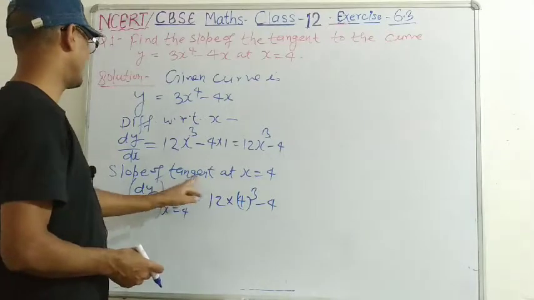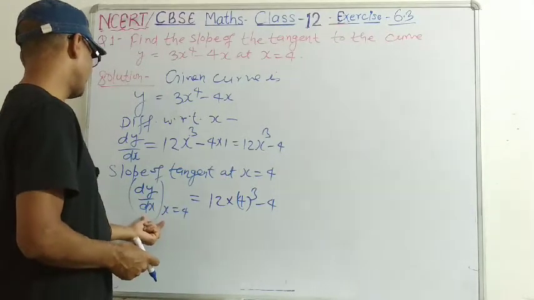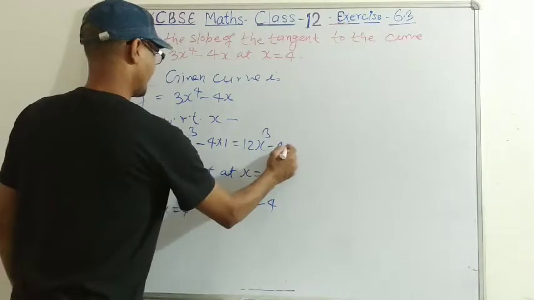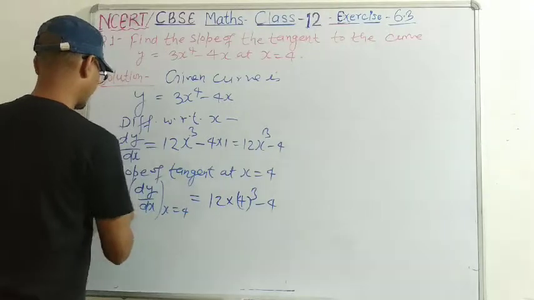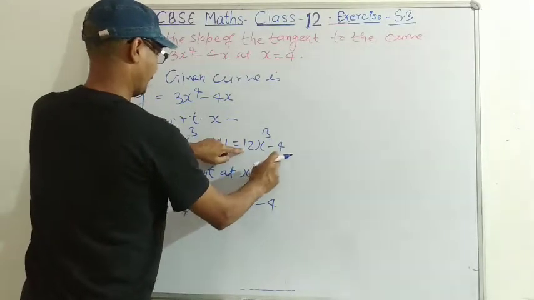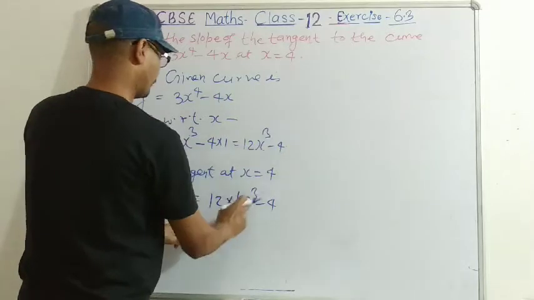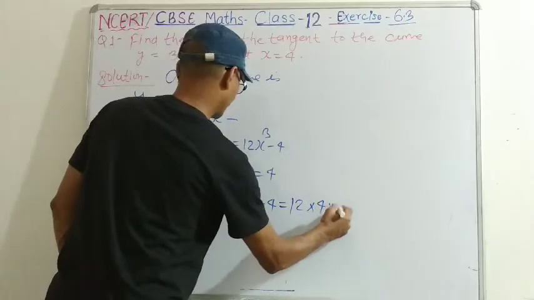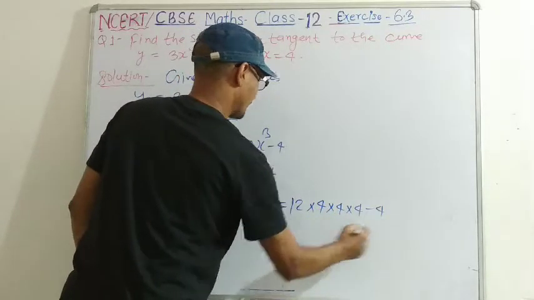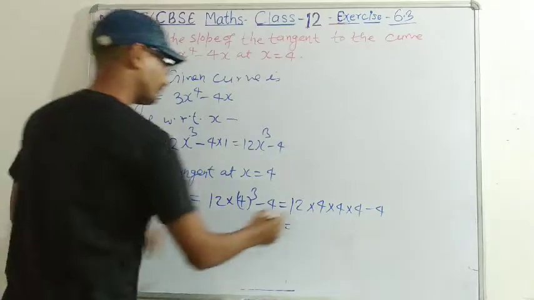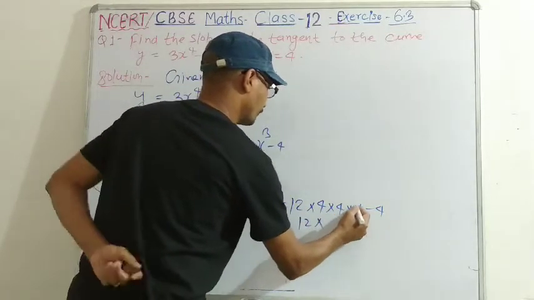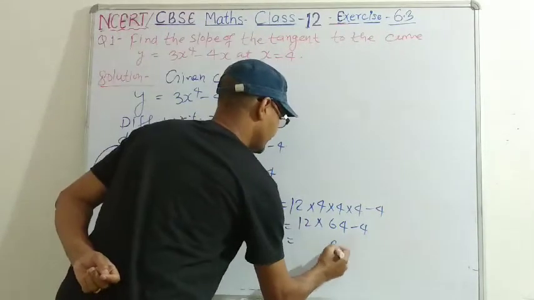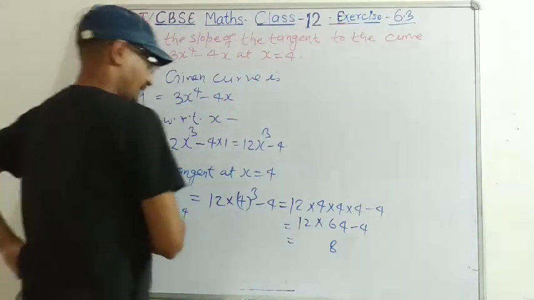ठीक है, slope of the tangent formula is dy by dx, at the point where x is equal to 4. So dy by dx here is 12 into x cube minus 4. In the place of x we put 4, so it becomes 12 into 4 into 4 into 4 minus 4.